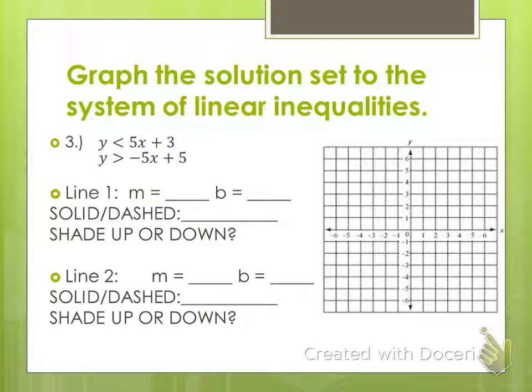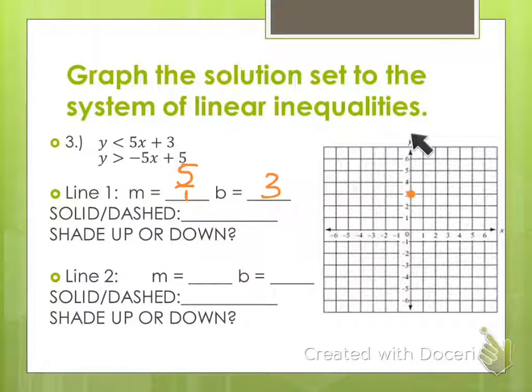Number 3, for line 1, can anybody new help me out with my M and B? Yes, sir. M is 5 and B is 3. Perfect. M is 5, or 5 over 1, and B is 3. We start graphing that. We put a point up at 3 on the y-axis. Our slope is 5 over 1.